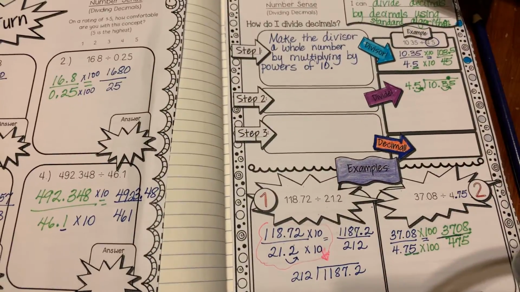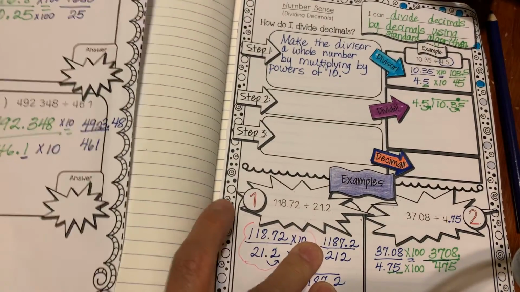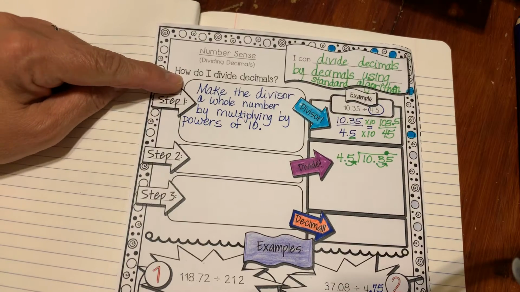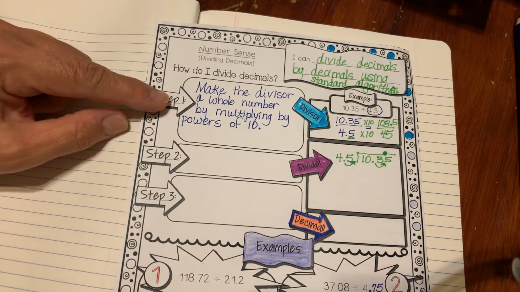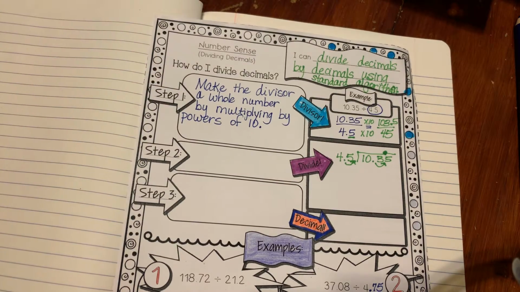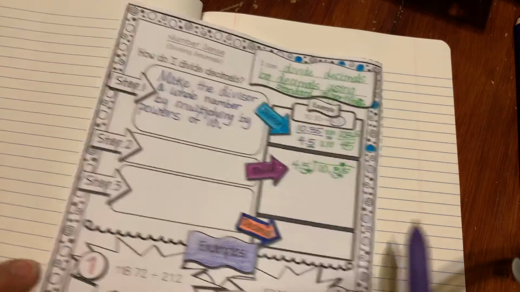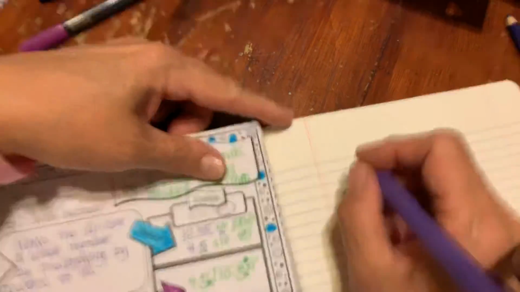Okay, so here we have part of our notes that we looked at today. This part, I was telling you that you want to make your divisor, that you're dividing by, a whole number by multiplying by powers of 10. So if we had this problem, I'm going to rewrite it in my journal so you can maybe see it a little bit better.